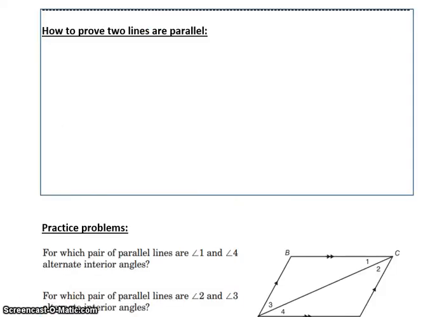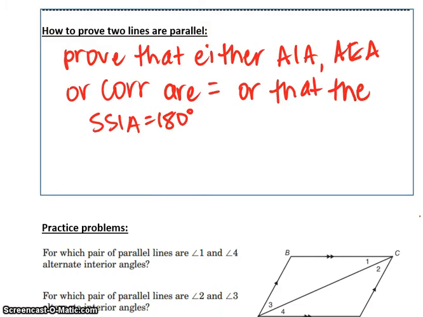Now moving on to how to prove two lines are parallel. As we talked about earlier, when a transversal cuts parallel lines, it makes all of the special angle pairs congruent and the SSIAs equal to 180. So to work backwards, you would just have to prove that either the AIA, AEA, or corresponding angles are equal, or that the SSI angles equal 180 degrees. If you can show this by setting up an equation and show that the two angles are equal, then you can say that the two lines are parallel.